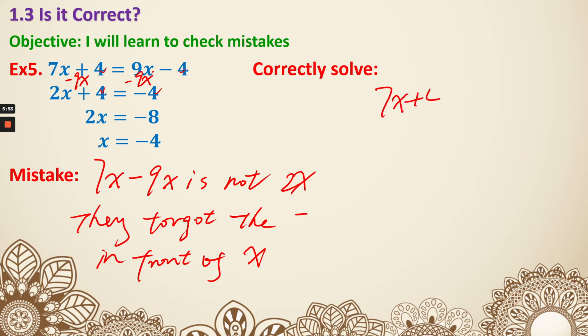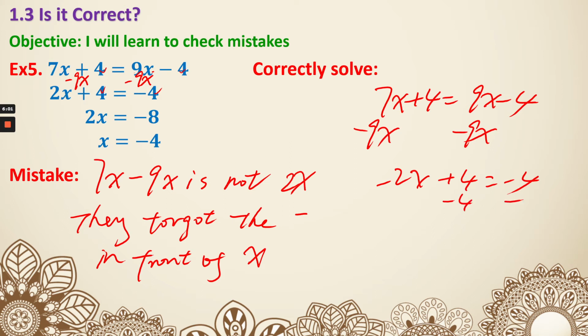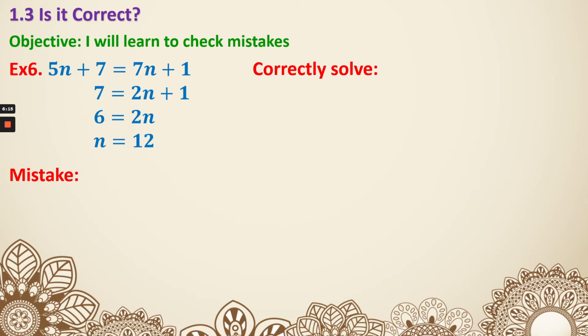So 7x plus 4 equals 9x minus 4, minus 9x. Negative 2x plus 4 equals negative 4, minus 4 on both sides. Negative 2x equals negative 8. Divided by negative 2, x is 4. That is example 5. Moving on, example 6.